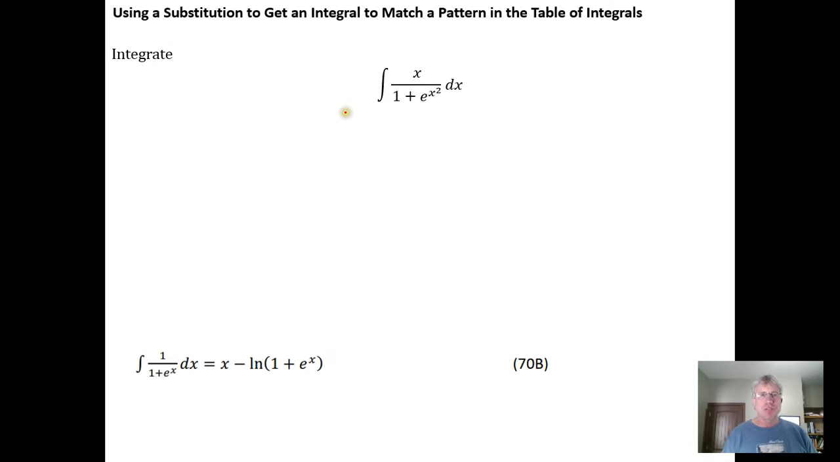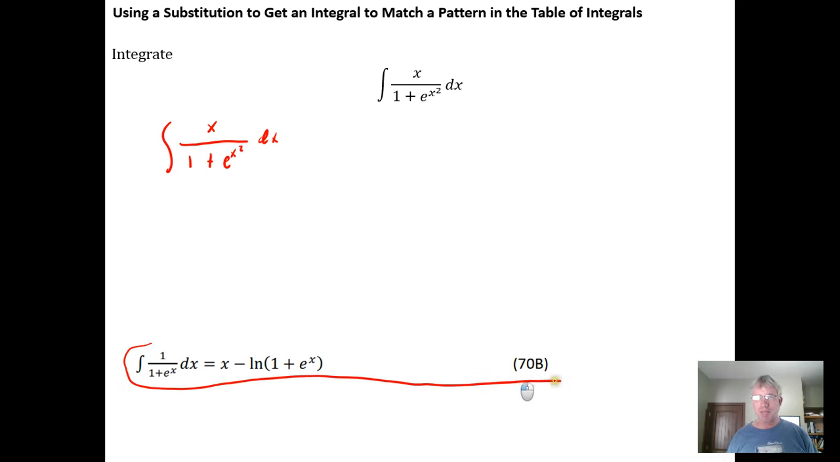So here I have the integral of x over 1 plus e to the x squared dx. And if you look in the table of integrals that I provided you, this is the only thing that even comes close to matching that pattern. So on its face, this looks like we can't use this identity to manipulate this into an integrable form.